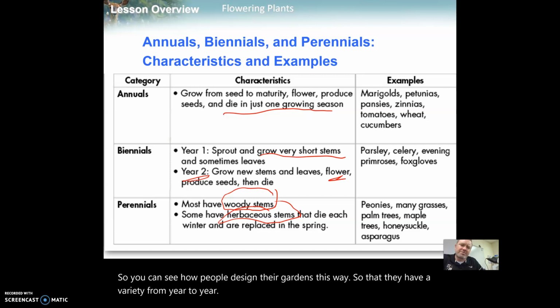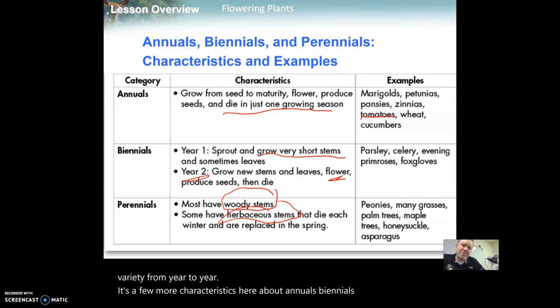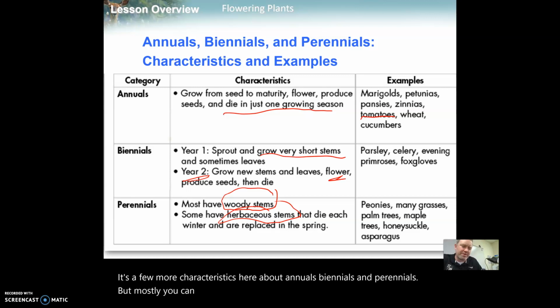So you may wonder why your tomatoes only grow one year and then die. Well, it's because they're annuals. They don't grow year after year after year.